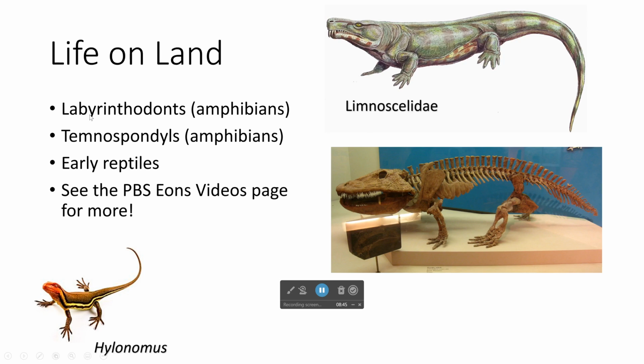Now, life on land was very interesting at this time, so there are labyrinthodonts, a lot of different amphibians that are moving onto land. Labyrinthodonts and temnospondyls are types of amphibians that got very diverse at this time. On the top, this Limnoscellidae reconstruction is one of those labyrinthodonts. And then down here, we have a temnospondyl fossil. And then there's also early reptiles that are thriving at this time.